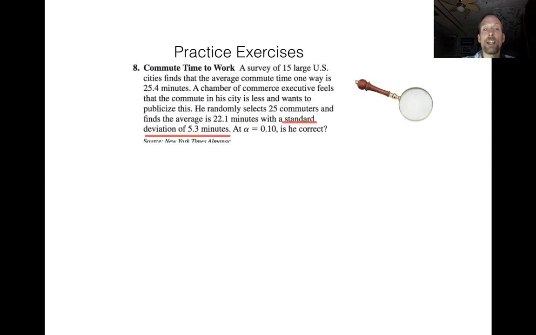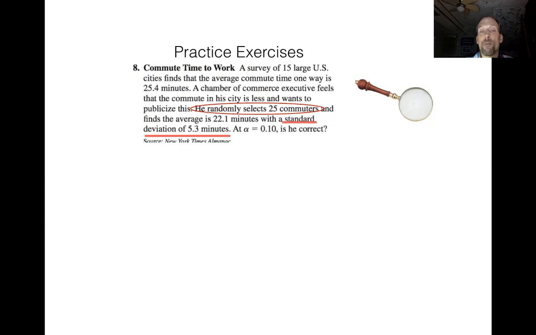So it looks like our standard deviation is mentioned in the context of the information. That's when they're telling us about what happens to the sample. So it's safe to say we're probably going to end up using a t-test, because the standard deviation of 5.3 is clearly in the information they're giving us from the sample. And notice they're being kind of tricky. They don't come out and say 5.3 minutes is our sample standard deviation.